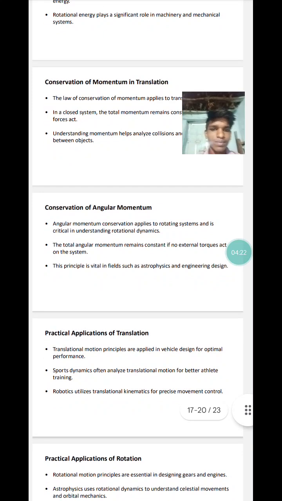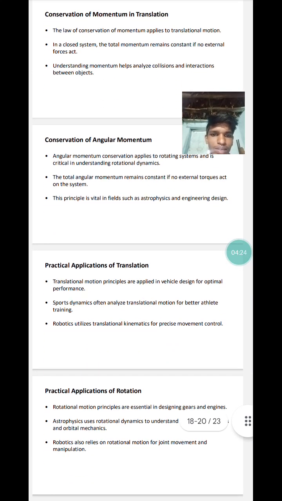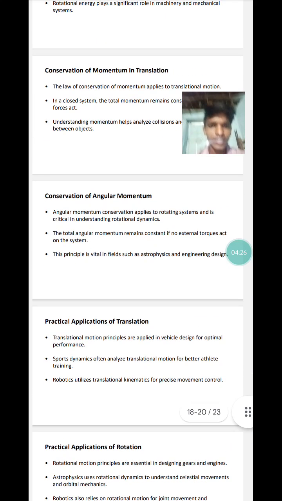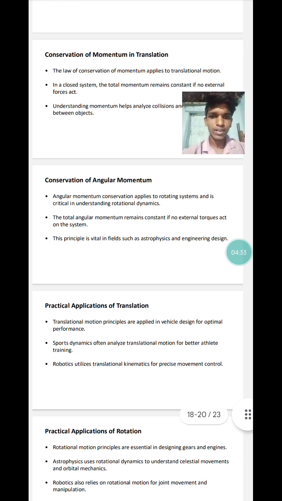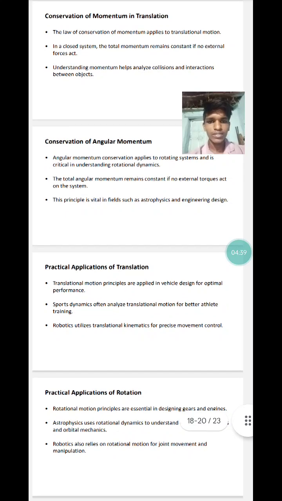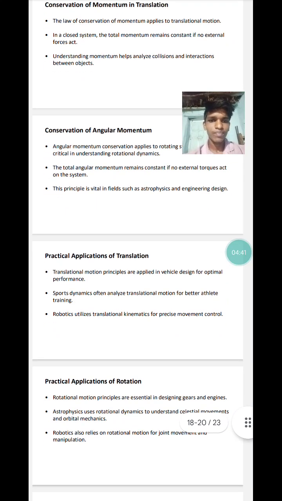Conservation of angular momentum. Angular momentum conservation applies to rotating systems and is critical to understanding rotational dynamics. The total angular momentum remains constant if no external torques act on the system. This principle is vital in fields such as astrophysics and engineering design.